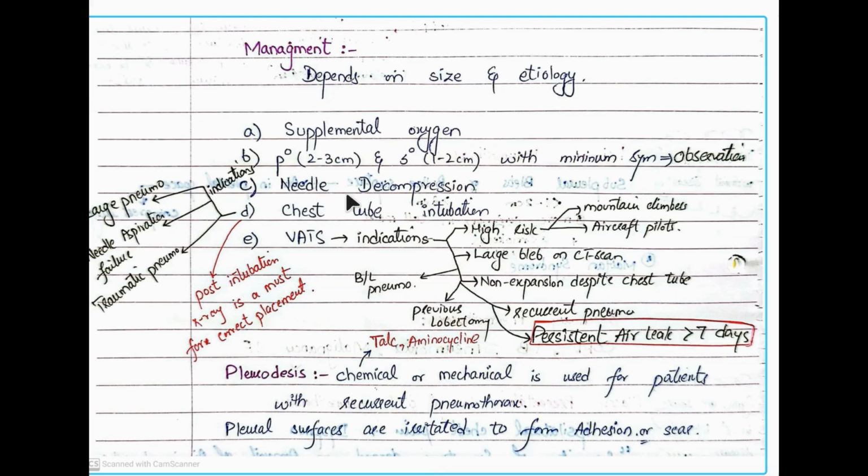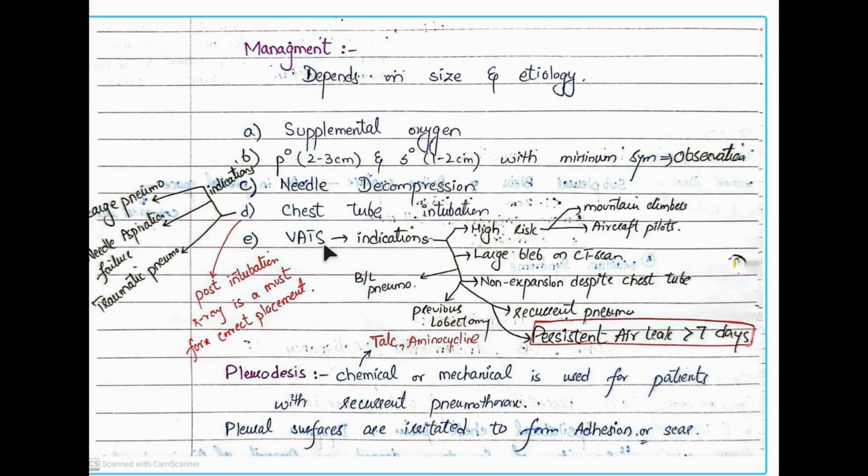Now, needle decompression is usually done in the second intercostal space in the mid-clavicular line, and it is done initially in the trauma room where the patient arrives with a suspicion of severe pneumothorax. This is not only for relieving the symptoms, but it also confirms the diagnosis. This is followed by the chest tube insertion, which is done in the fifth intercostal space, mid or anterior axillary line.